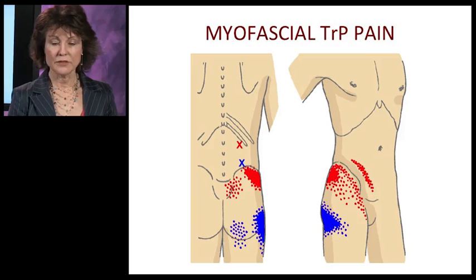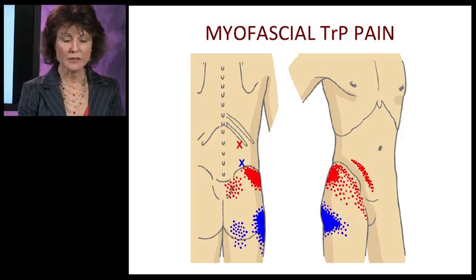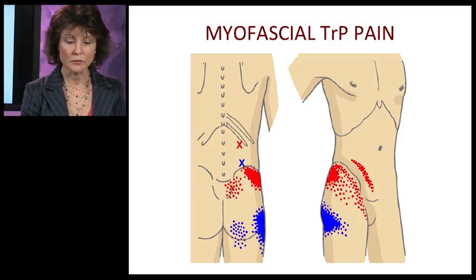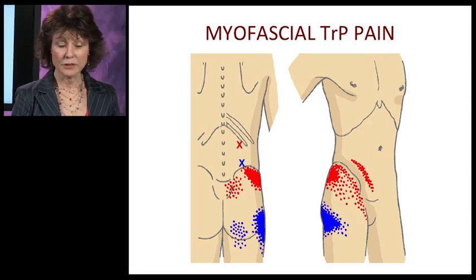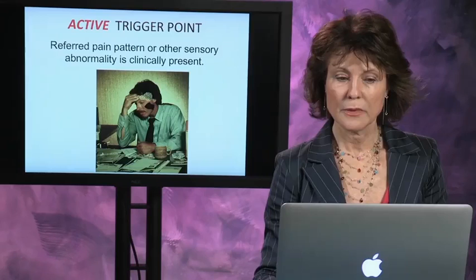Here's another example of a different body part. This is the quadratus lumborum muscle referred pain patterns. The quadratus lumborum is found deep between the lower ribs and the back of the hip bone. It's also known as the joker of low back pain because it's so often involved in chronic back pain issues.